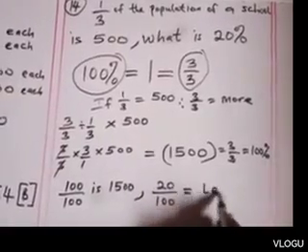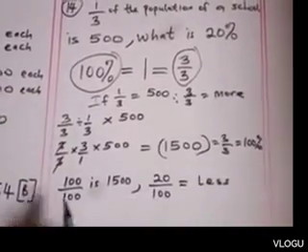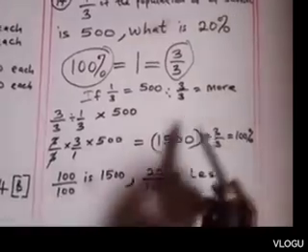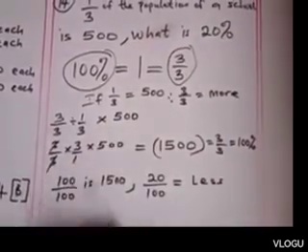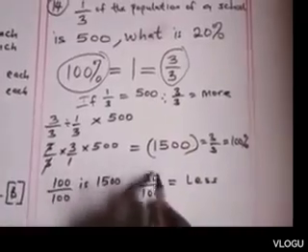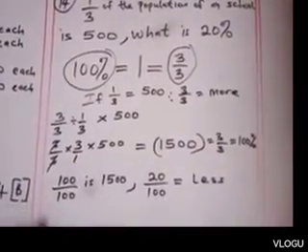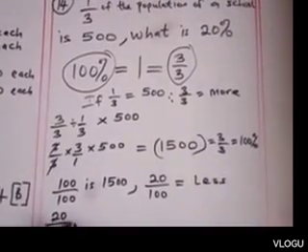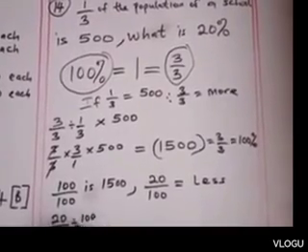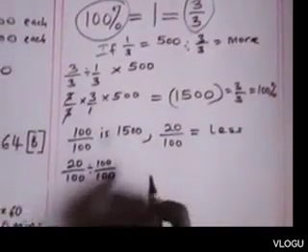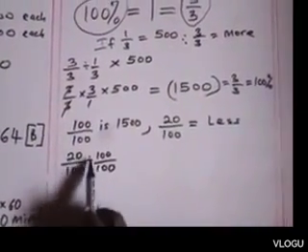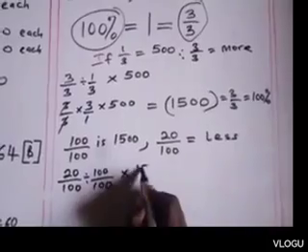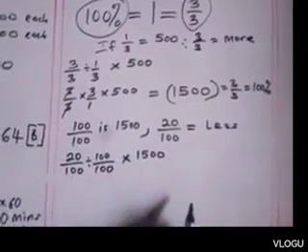20% will be less. 20% is less than 100%. So if less, the more we divide. Here we said if more, less divides. So now if less, the more. 100% is more than 20%. So that will be 20%, which I'm writing as 20 over 100, divided by 100 all over 100, multiplied by 1500. I'm trying to calculate the 20%.